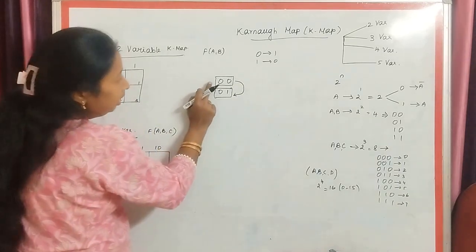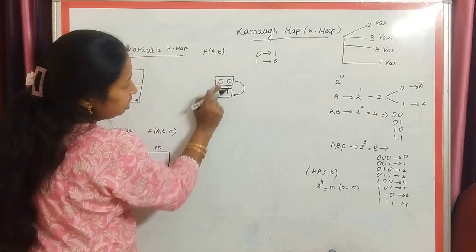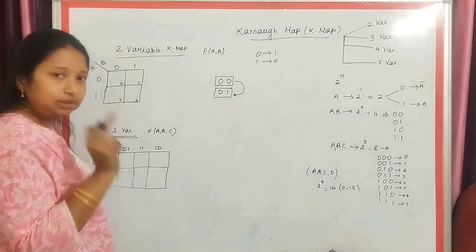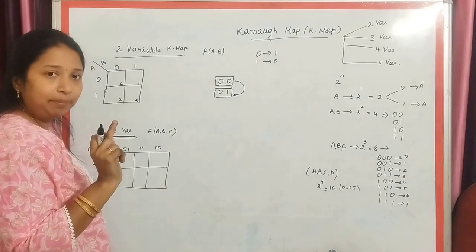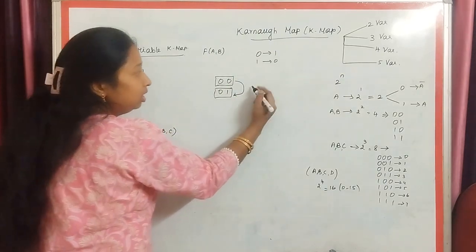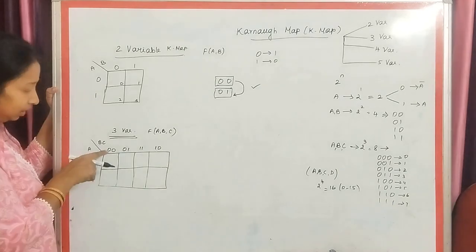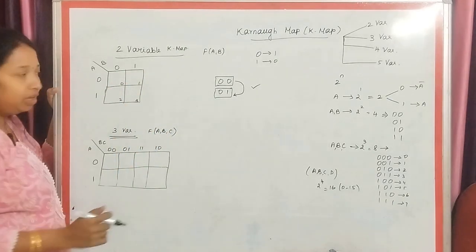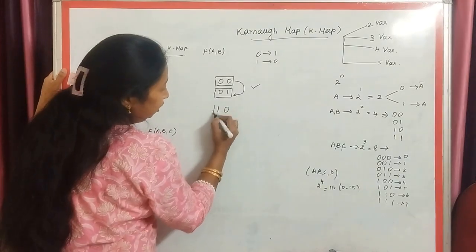Right? Now, when I'm moving from this state to this state, the first number is the same, no change. Only the second bit is changing. That is, there is only one bit change happening. So this combination is valid. That is why after 0, 0, I have put 0, 1. This combination I have put. Fine. Now, assume I am writing 1, 0 here.